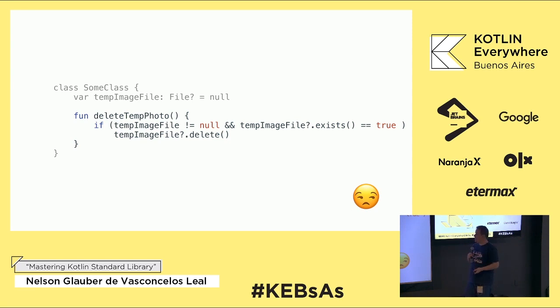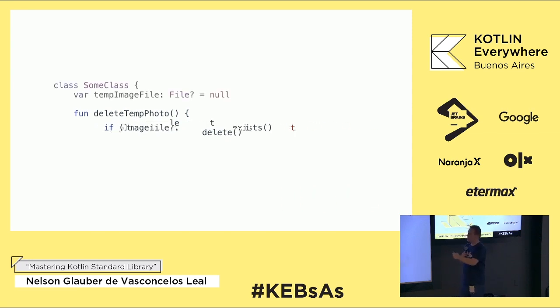Okay? It's weird. But it's not only weird, it's dangerous. Because what can happen here? The temp image file is different from null, and this test passes. But now another thread changed the temp image file. So imagine that at the beginning, I have file 1 assigned to temp image file. The check is different from null? Yes. So another thread changed the temp image file to temp image file 2, so file 2. And in this case, it will delete file 2 instead of file 1. So this is weird, ugly, and also dangerous.